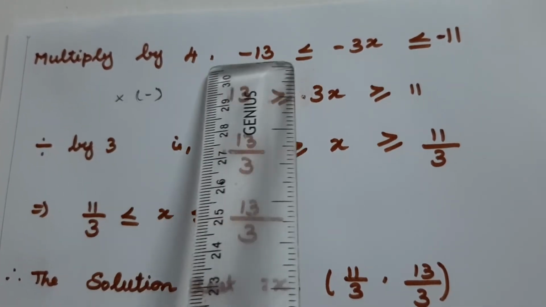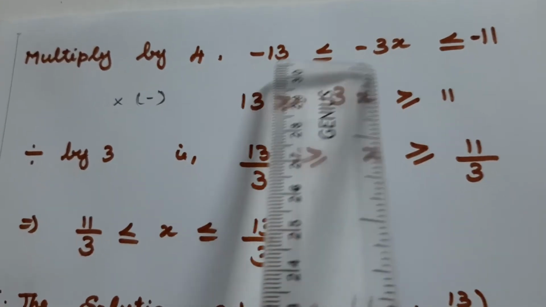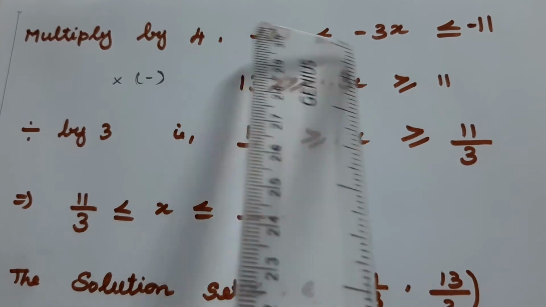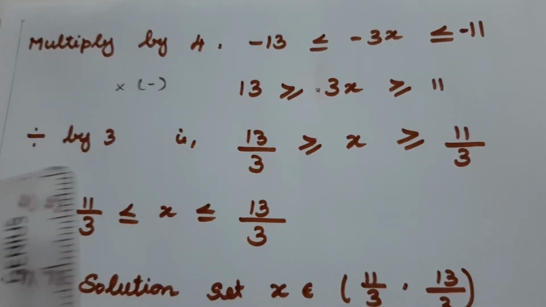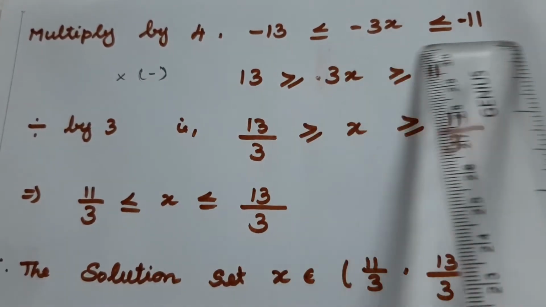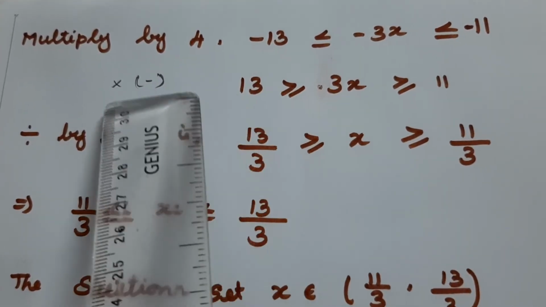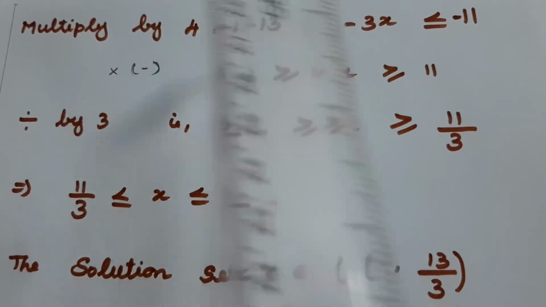Multiplying by 4, you will have minus 13 less than or equal to minus 3x less than or equal to minus 11. The 4 and the divided values will get cancelled. And now multiply these. All the terms have a minus sign, so we have to multiply by the minus sign throughout. When you are multiplying by a minus sign, your inequality will change.